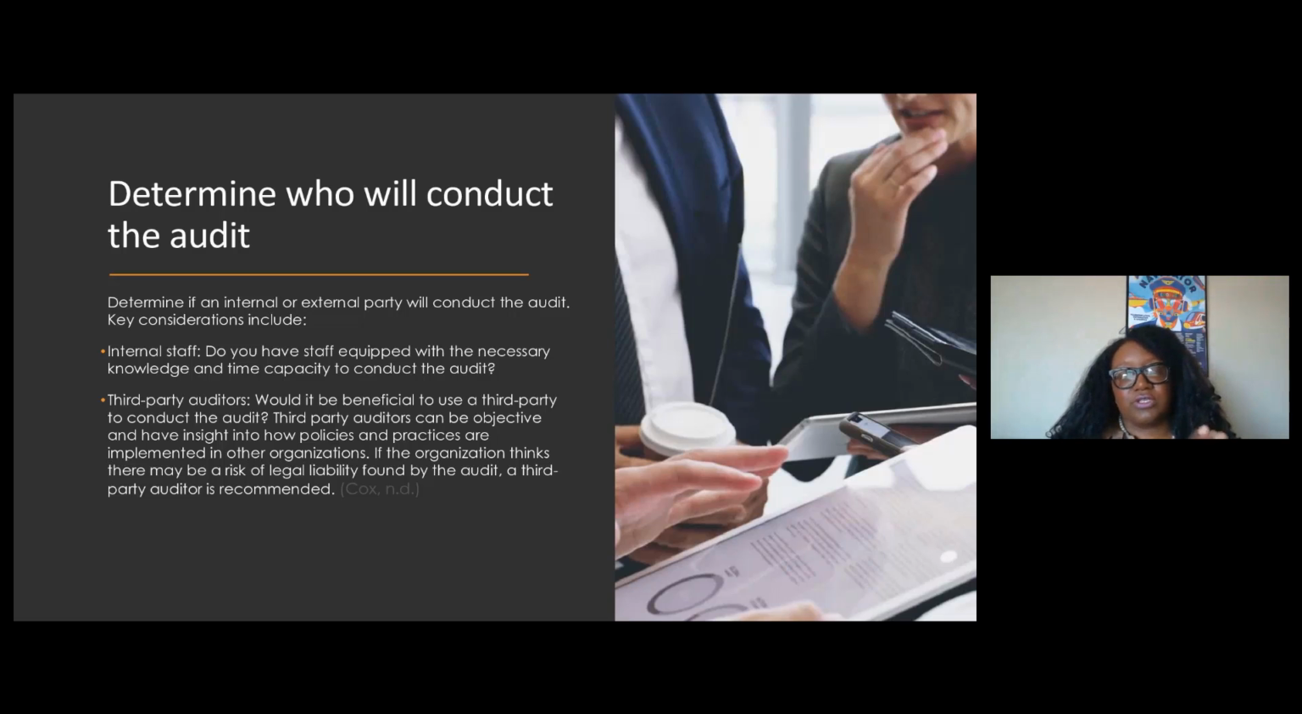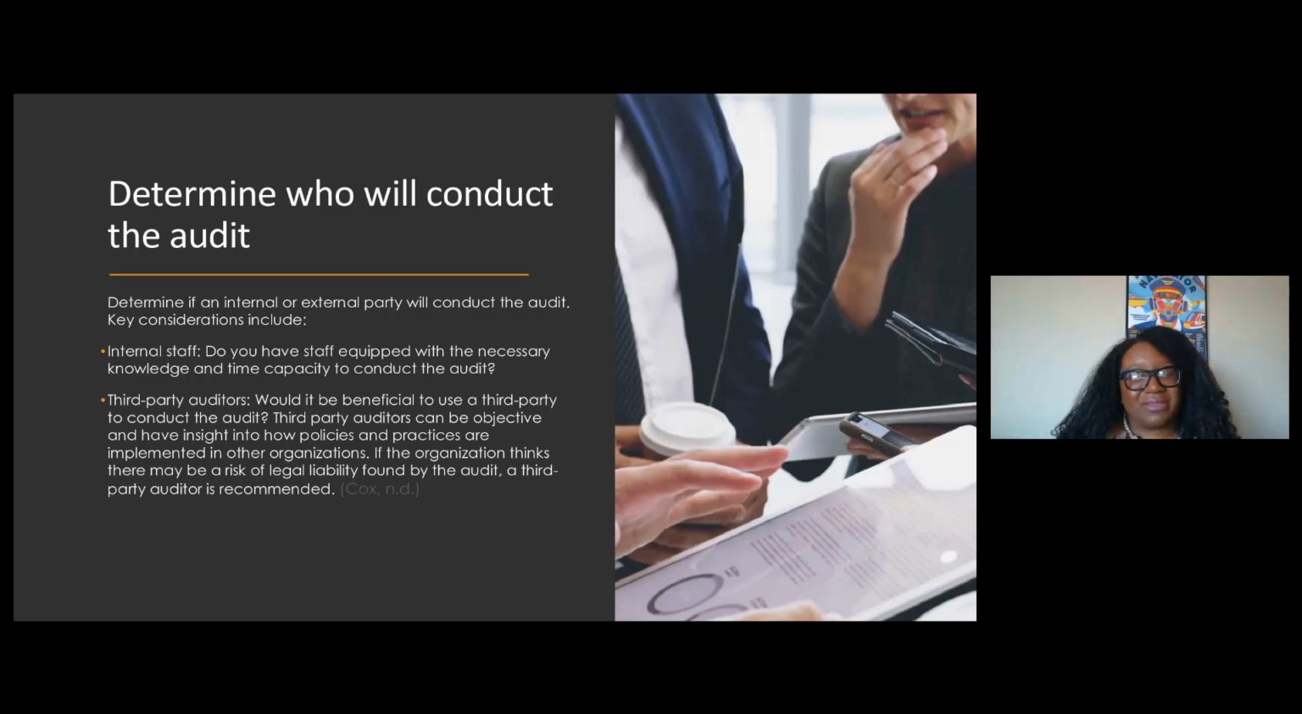So you can do it internally. You just have to figure out who's qualified and able to take that on. The other option is a third party. This is not unusual for large organizations. They may hire someone else. Would it be beneficial to use a third party to conduct the audit? You have to figure that out.